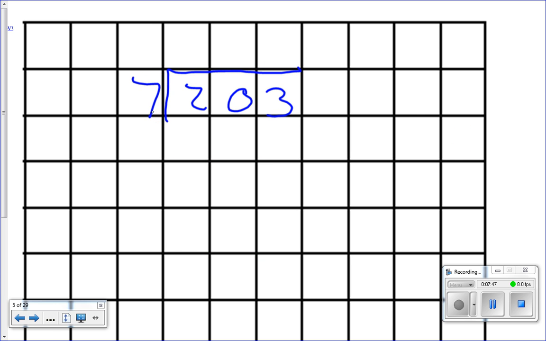203 divided by 7. Can 7 go into 2? It can't. You'd end up with 2/7, and that's not a whole number. Can 7 go into 20? Yes. Count by our 7s. 7, 14, 21. Whoop! Too much. So let's do 2. 2 times 7, 14.